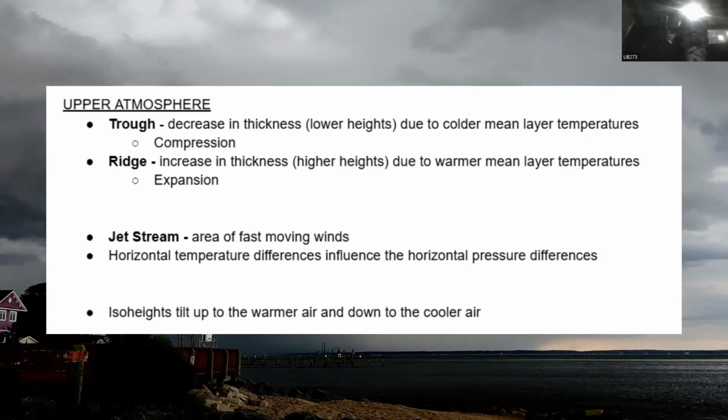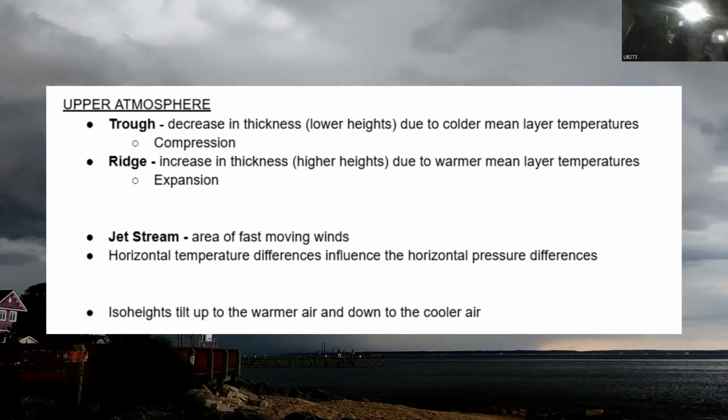All right. Now, in the upper atmosphere, we have troughs and ridges. I already talked about this. But if we have a trough, that means that there are lower heights. There's a decrease in thickness of the atmosphere. And the reason why that is, is that it's colder, mean temperatures. And in the troughs, we have compression. Ridge is going to be where there's higher heights, increase in thickness, and that's because of warmer mean temperatures, and there's going to be expansion in that case. I already talked about what the jet stream is, so I'm not going to say that again.